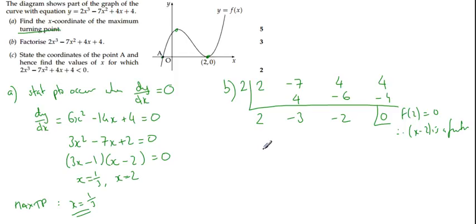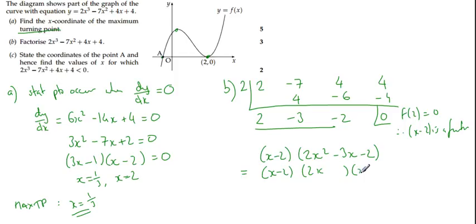And you can factorize that to become x minus 2, and then from your quotient, 2x squared minus 3x minus 2, which becomes then x minus 2, 2x and x, and minus 2 and plus 1. Okay, which is us done. That's us factorized it fully.